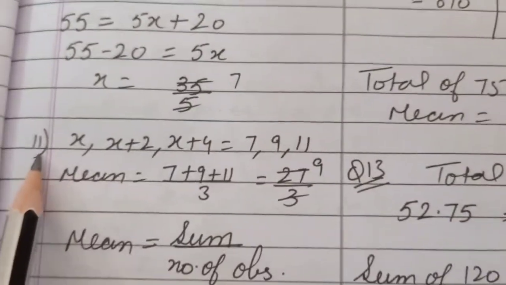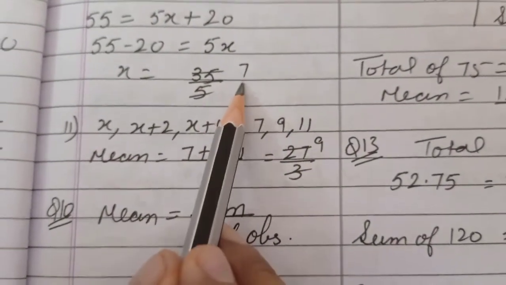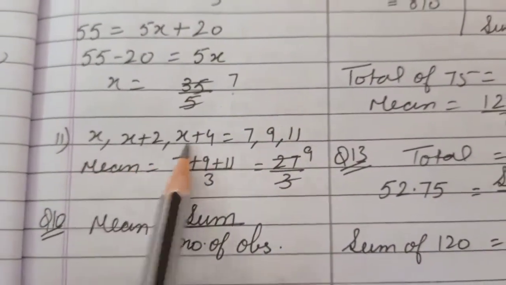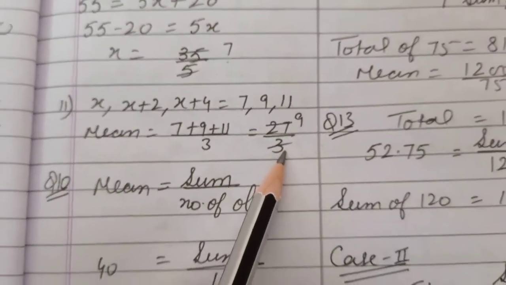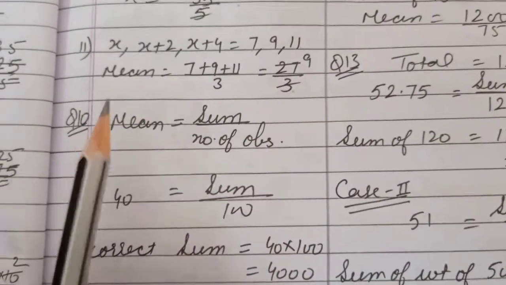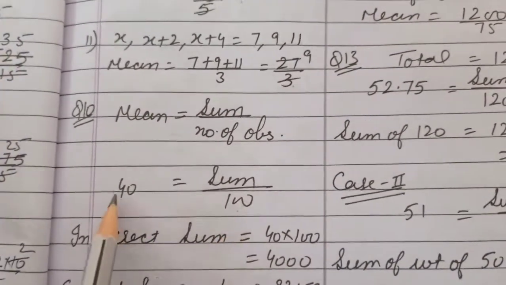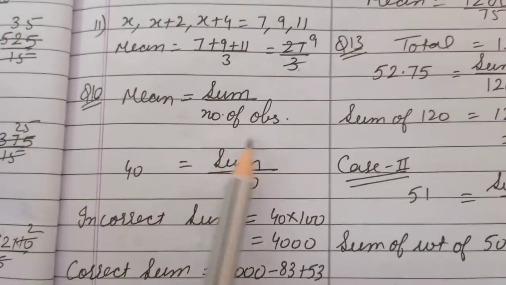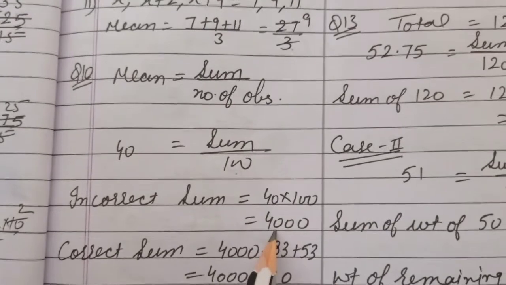Second part, find the mean of the first 3 observations. These were the 3 observations, put the x value you have here. You will get 7, 9 and 11. So you can find the mean of these 3 observations. 10th question, the mean of 100 observations. Total observations 100, mean is 40. So we can find the sum of 100 observations, that is 4000.